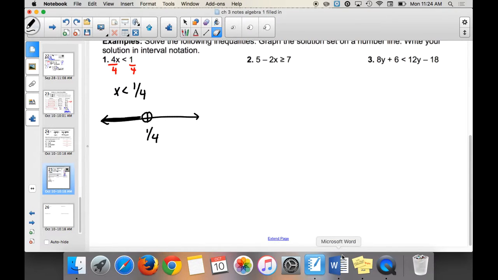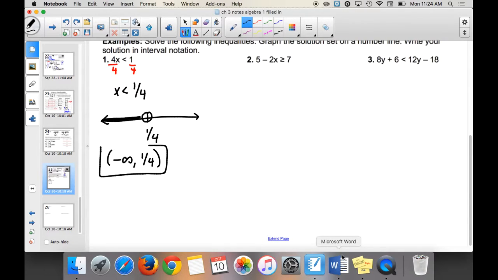All right, so if I was writing this in interval notation, we read it like a book, left to right. So it would be negative infinity to 1/4, and we don't include 1/4, so we do our parentheses. That is our final solution set. So what does this mean? Any number over here works in the original. So if I plug in 0, does it work? 4 times 0 is 0. Is that less than 1? Yeah. If I plug in like -1, -4 is less than 1, right? Any number in here will work in our solution.